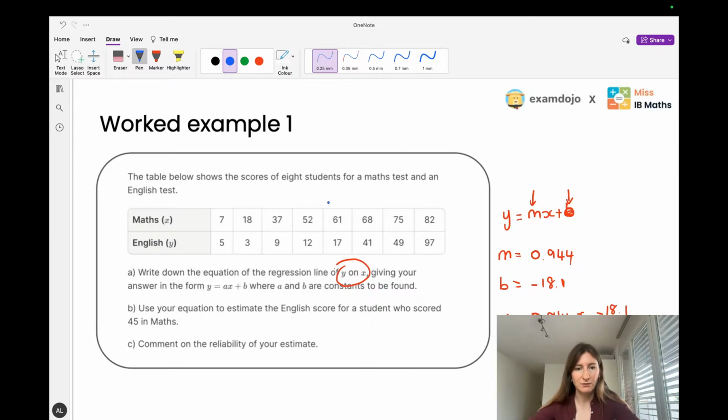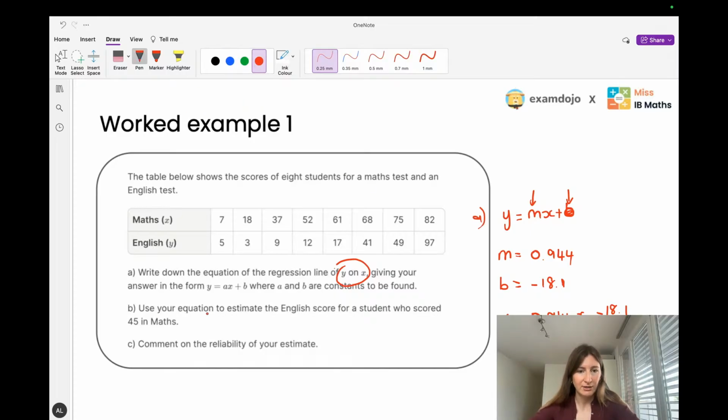So if this was a scatter plot that we were plotting, it would come up with a line of regression through there. The gradient is positive, so it's going to be a positive increase. So that means as our math scores get higher, our English scores also get higher. That makes sense. So then that was our A.